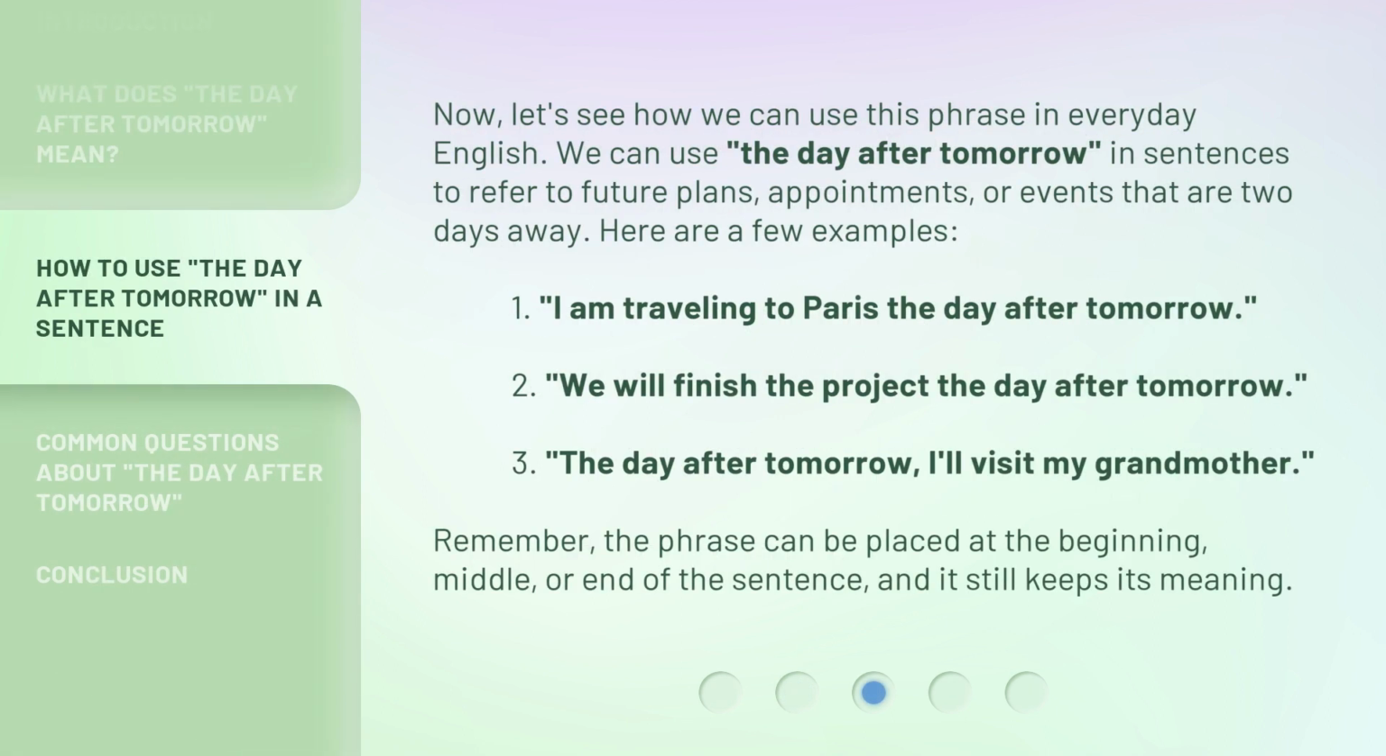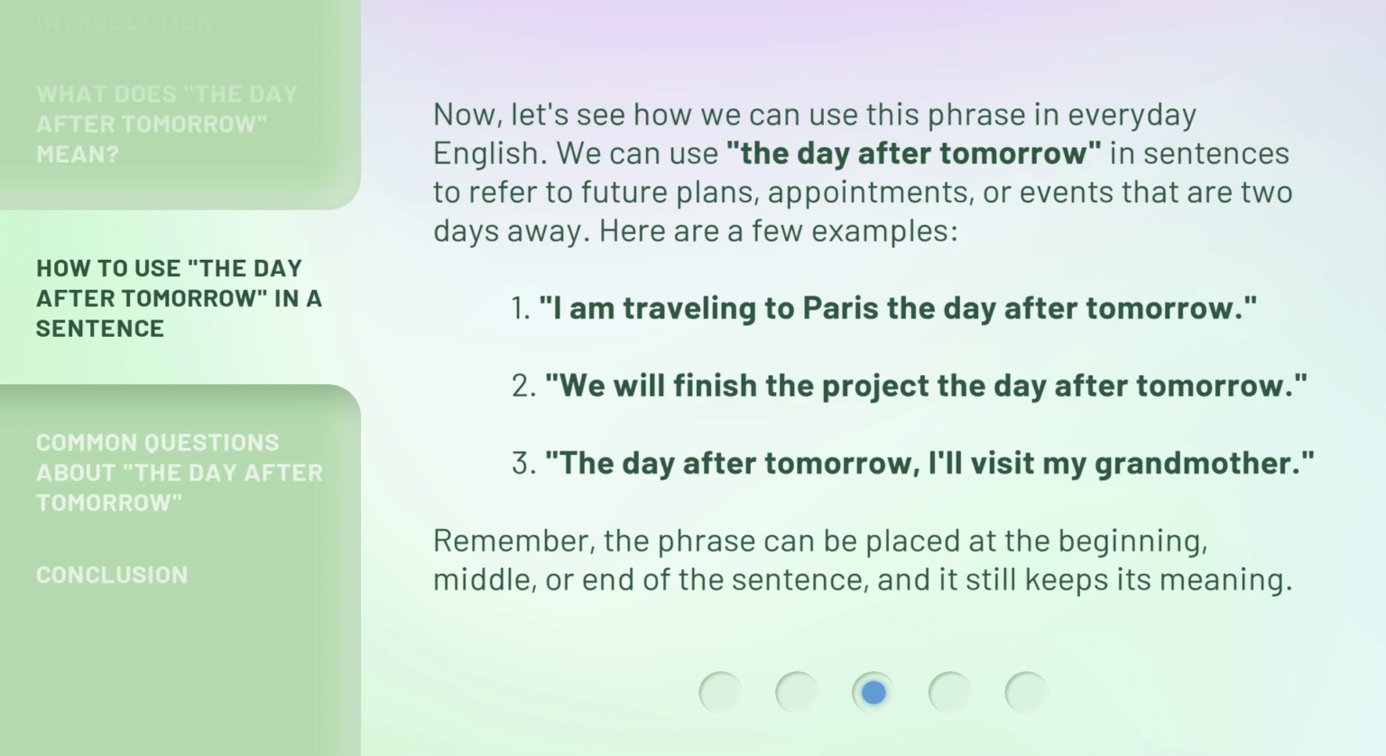Now, let's see how we can use this phrase in everyday English. We can use the day after tomorrow in sentences to refer to future plans, appointments, or events that are 2 days away. Here are a few examples.